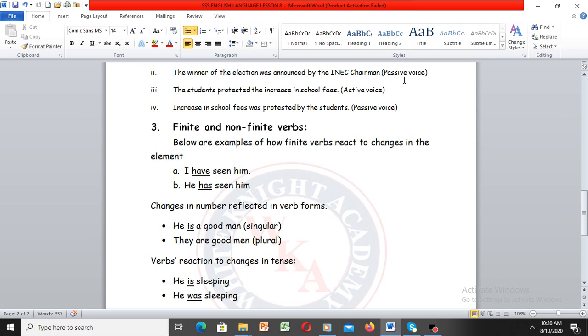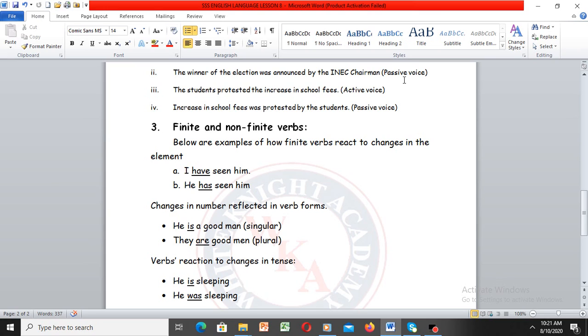Look at it now. I have seen him. He has seen him. Good. Let's see changes in number reflected in verb forms. He is a good man. Singular. They are good men. Plural.